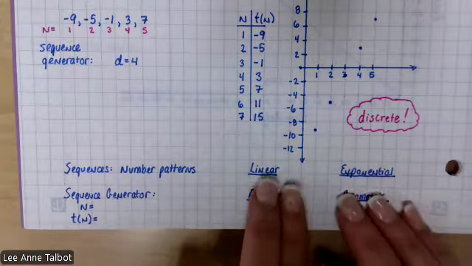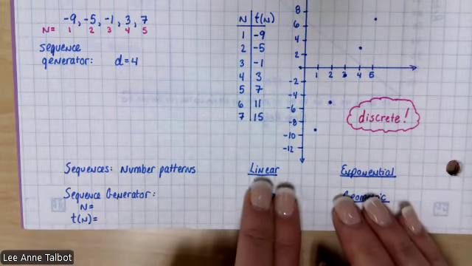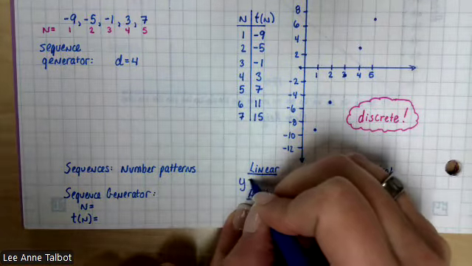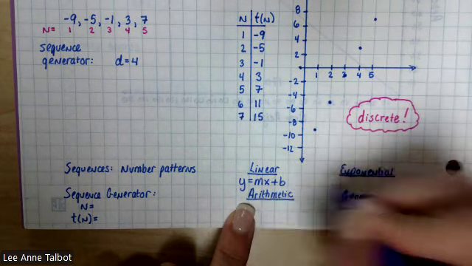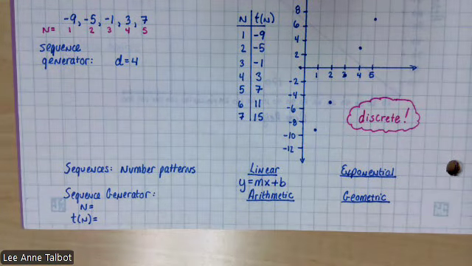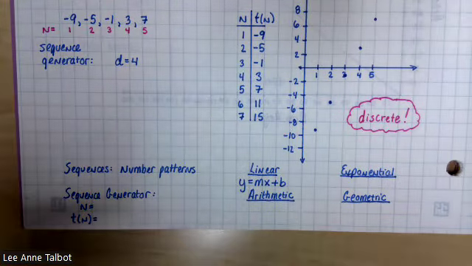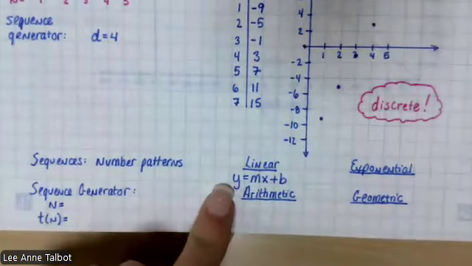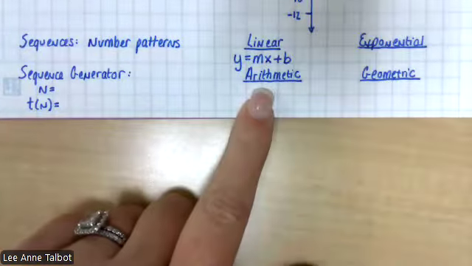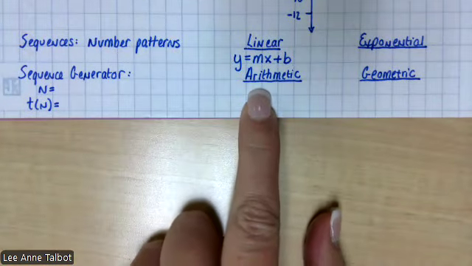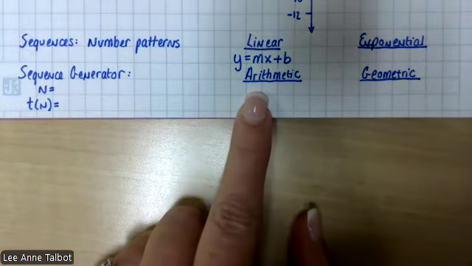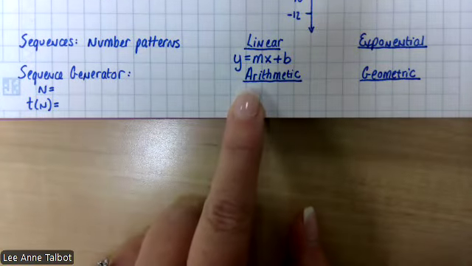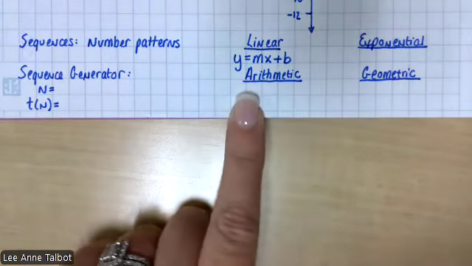Okay, now this is the part where we need to connect what we know to what we're learning right now. Linear equations are y equals mx plus b. That is not shocking. Linear equations make arithmetic sequences. This word is not arithmetic, the verb. Arithmetic is an adjective, which means that the dots make a line, basically.